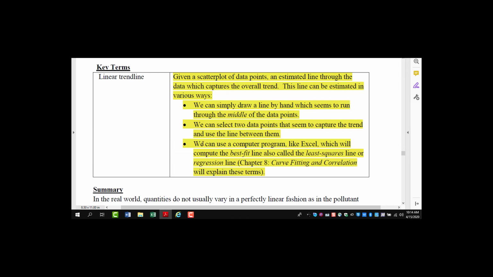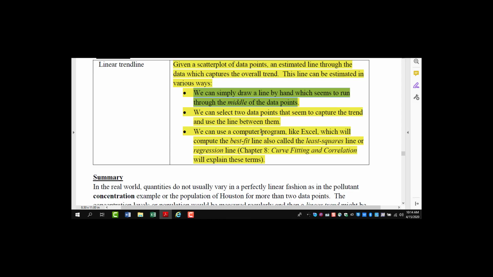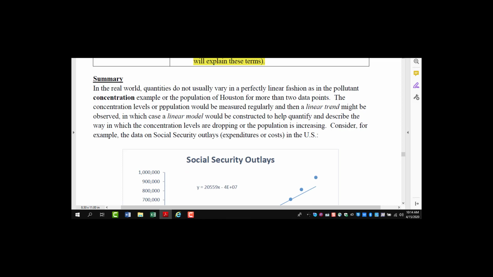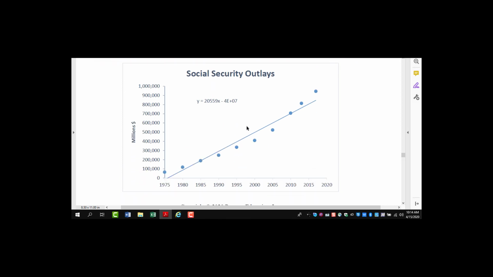So that's one way of doing it, and that's right there: use a computer program like Excel. The other way we can do it, we can simply draw a line by hand which runs through the middle of the points. And another way is you can select two data points that seem to capture the trend and then mathematically create the line for them. Because the fact is, in the real world, you don't get perfect lines. You get data like this. Sometimes it's all over the place.